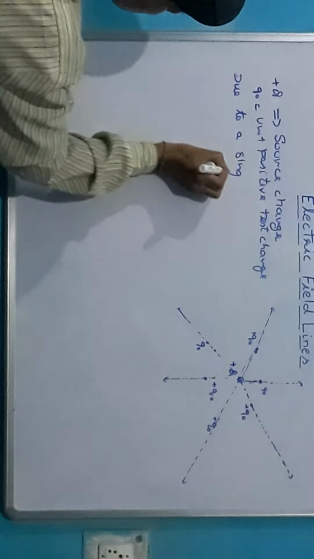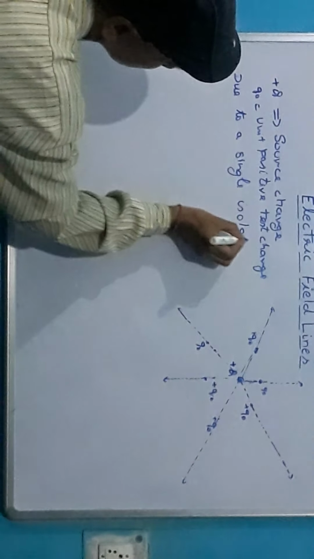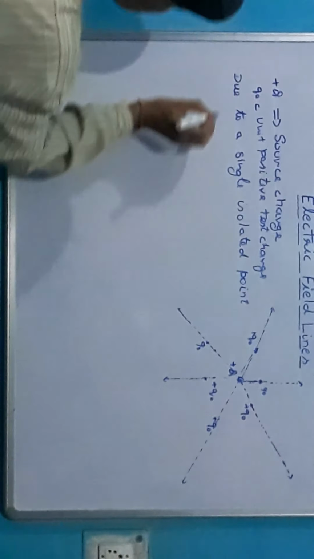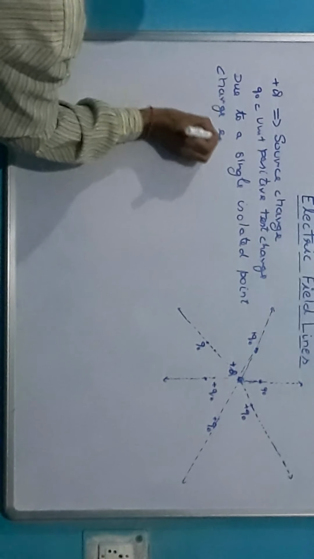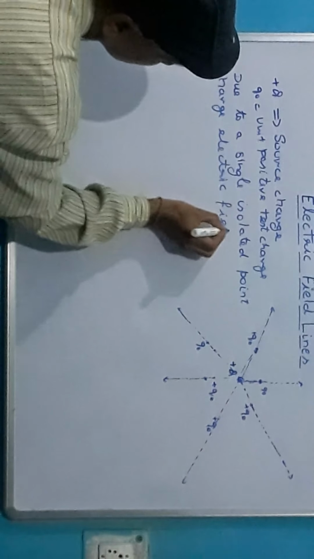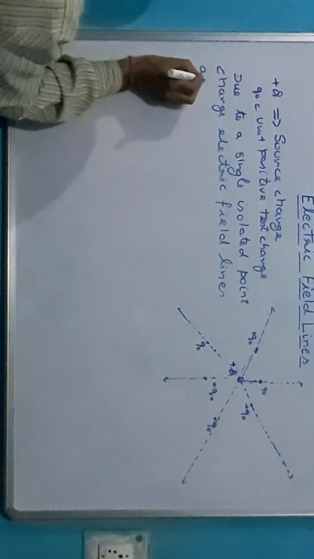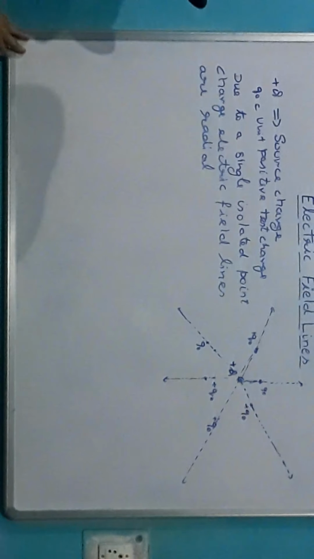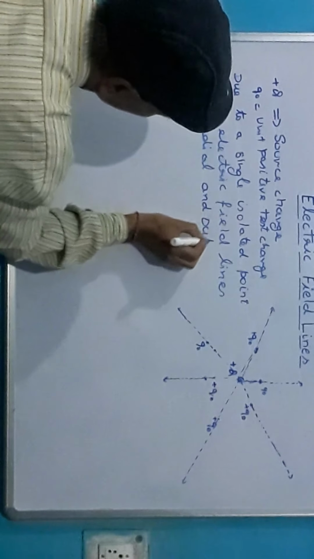So you have to write down: due to a single isolated point charge, electric field lines are radial, radial meaning along the radius of a circle, and outward.